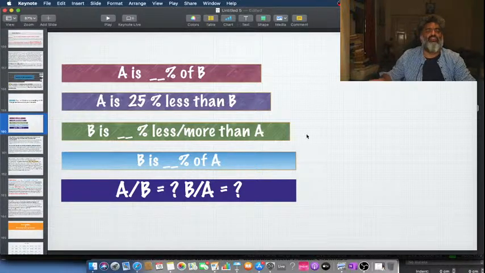Are we okay with the game? So let's get started. In this screenshot right now, A is 25% less than B. Can you fill out the rest? A is what percentage of B? Instead of what, I put a dash: A is dash percentage of B. B is dash percentage less or more than A. I don't know right now, you have to think about it. B is what percentage of A? And then what is the ratio of A is to B and what is the ratio of B is to A? So very simple game.